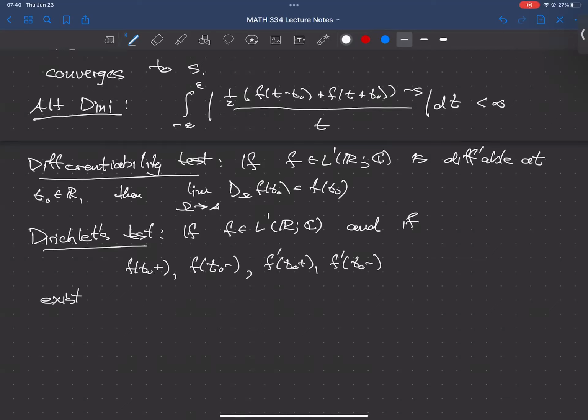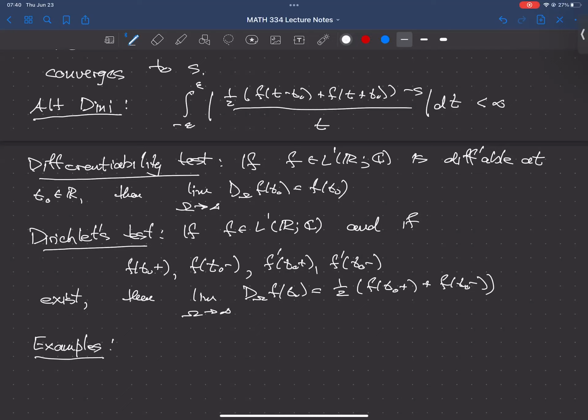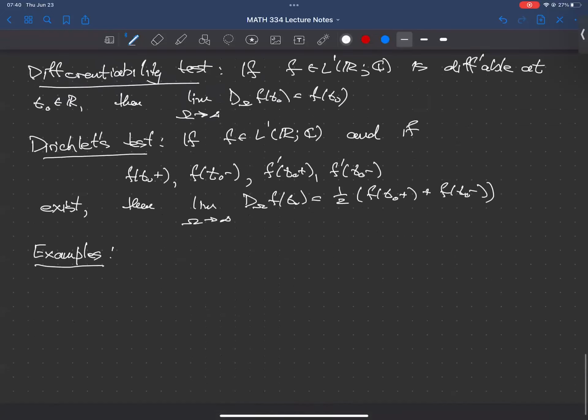Okay, then again, you get convergence, but you get convergence to something predictable. Namely the average of the left and right limits. Okay. All right. Then there's examples, and I'm definitely not going to go through the examples laboriously because we did that with the Fourier series, and the examples are kind of the same, right? Or at least they have the same character.